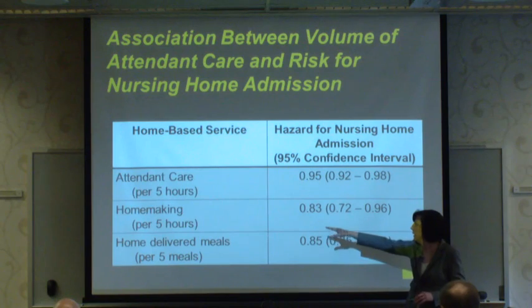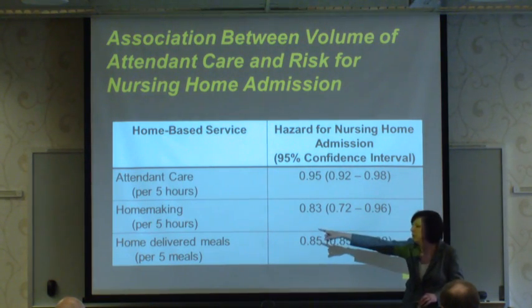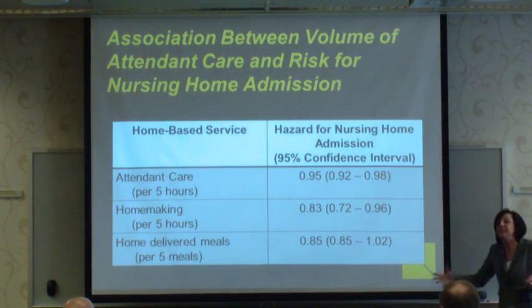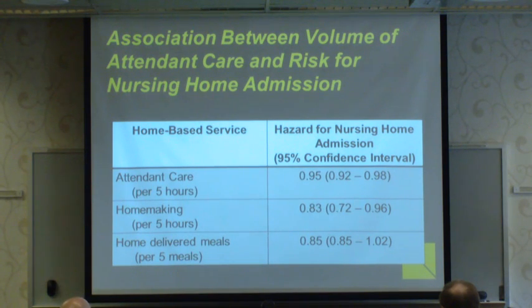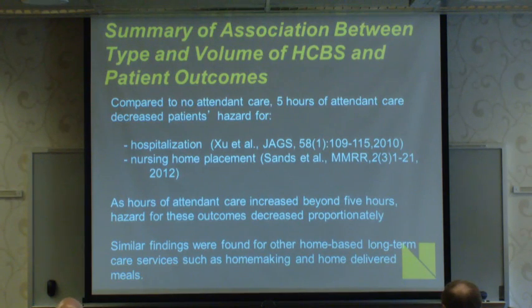Don't get too caught up in the numbers. The reason the hazard is lower here is only because homemaking was so rare. So just even having homemaking was tremendous for these people in terms of reducing the likelihood of going into a nursing home. So what did we learn from this second evaluation study? Compared to no care, 5 hours of attendant care decrease their hazard for going into the hospital, decrease their hazard for going into nursing home placement. And interestingly, as hours of attendant care increase beyond 5 hours, the hazard for these outcomes decrease proportionately. And we found similar findings for other home-based services such as homemaking and home-delivered meals.